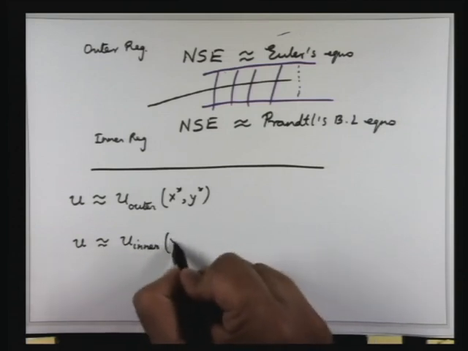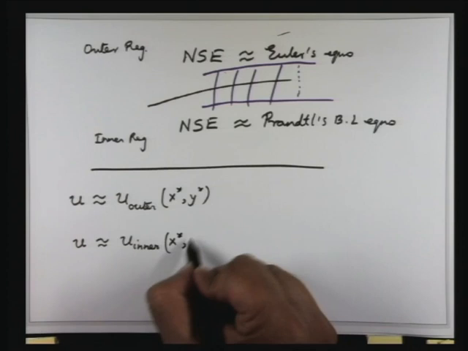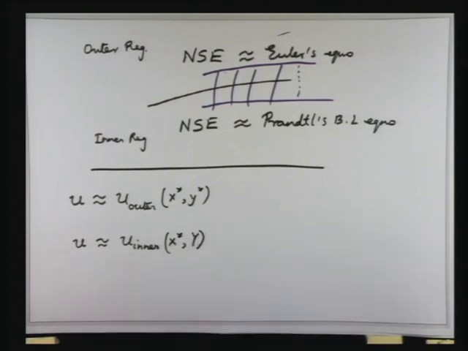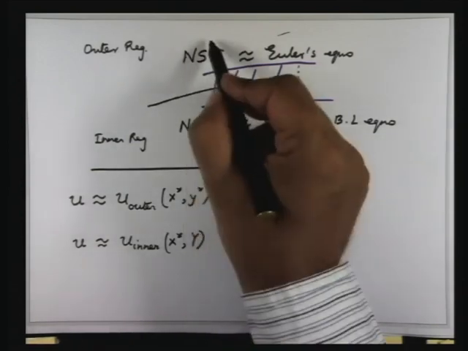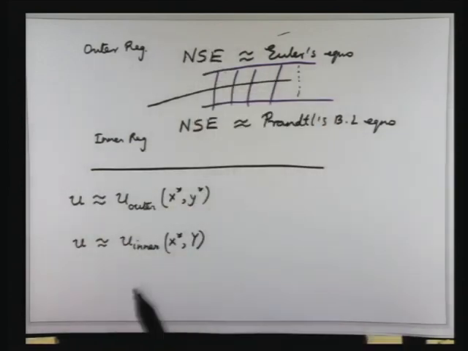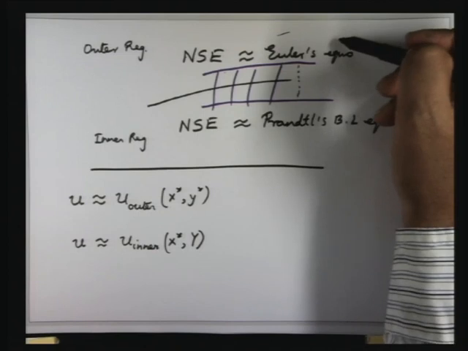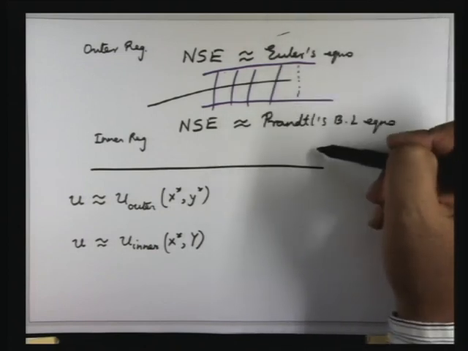Now this is going to be a function of x star and capital Y. So I have used order 1 coordinates in both regions. In both the regions, x star is order 1, here y star is order 1, and here capital Y is order 1.